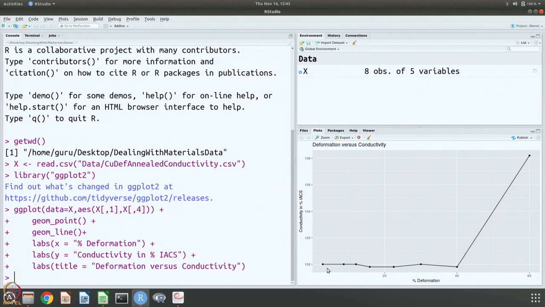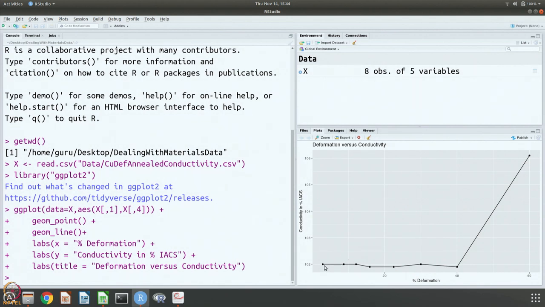And I have seen sometimes this kind of plot being interpreted as follows. So, initially the conductivity remains a constant with deformation. These are annealed samples, and then it decreases, then it increases, then it decreases, and then it increases a lot, right? If you just look at the data and if you just join them by points, and that seems to be the way the data is behaving.